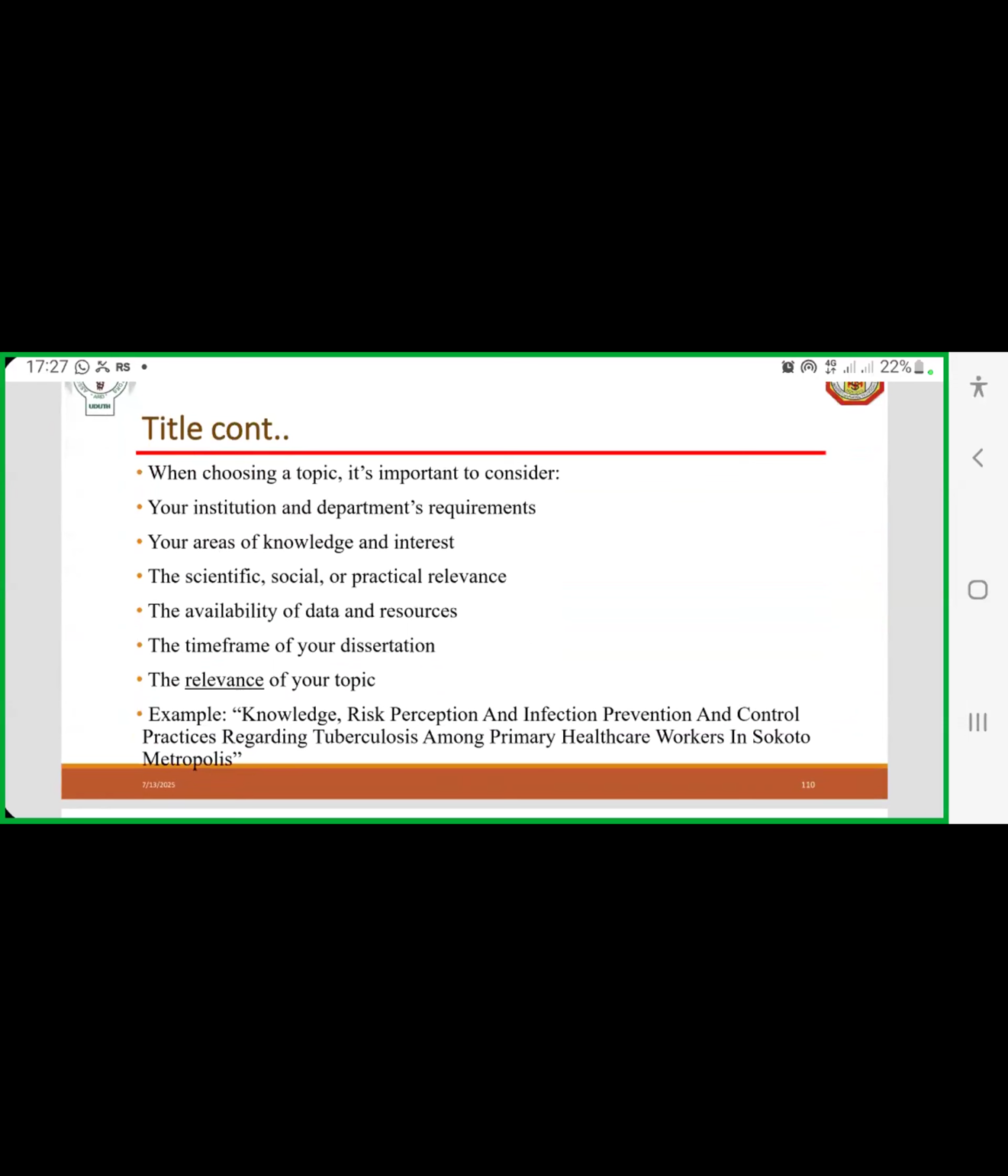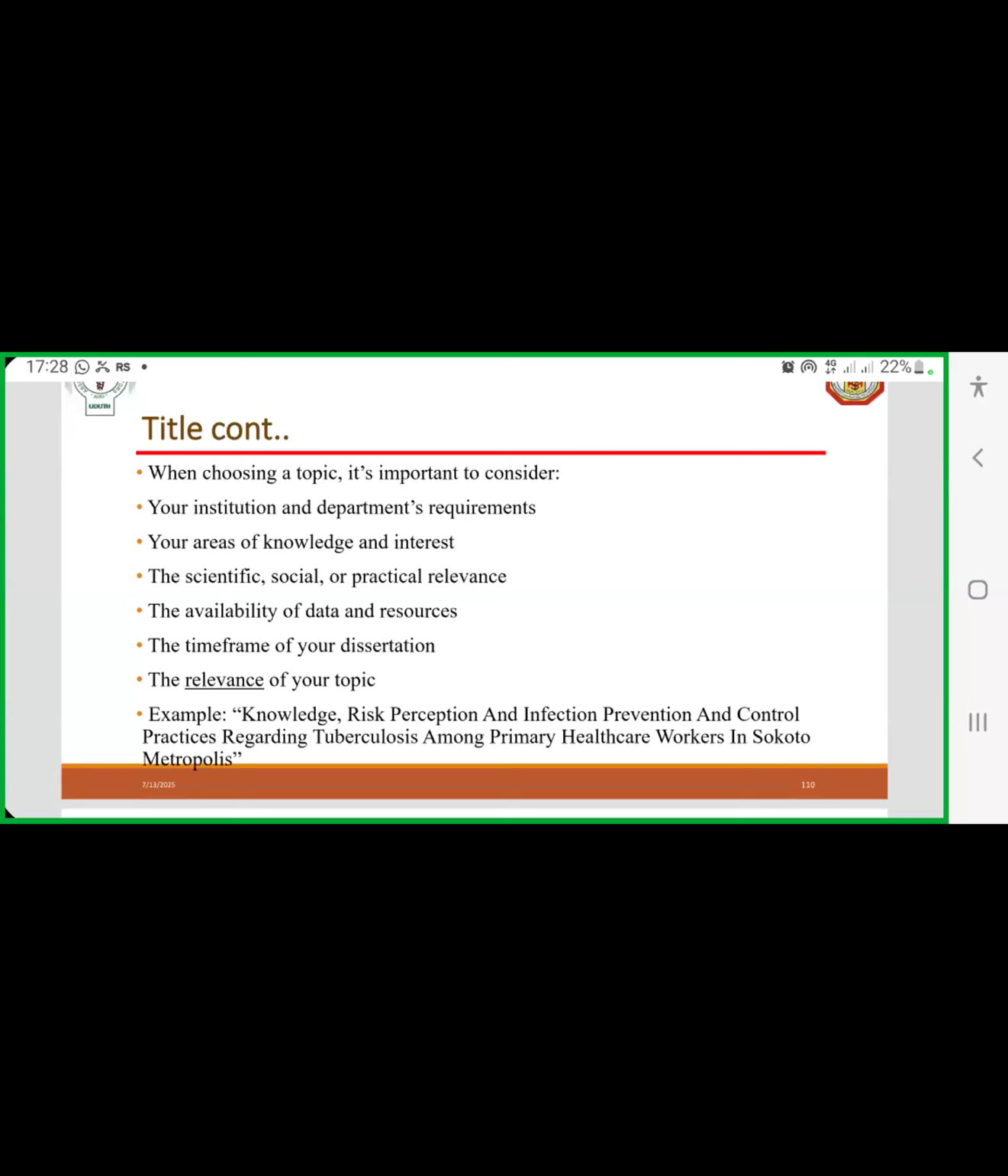When choosing a topic, it is important to consider this. One, your institution and department's requirements. This is also important because some institutions have their specification. Some departments and faculties have their own specification. So you also have to consult your departmental specification to see what they need for you to come up with the title that you want to study.